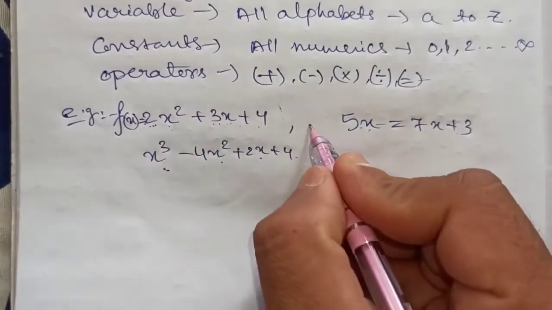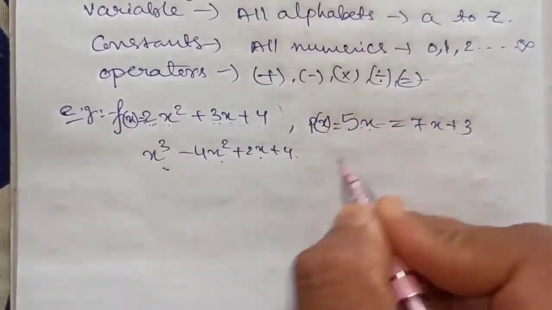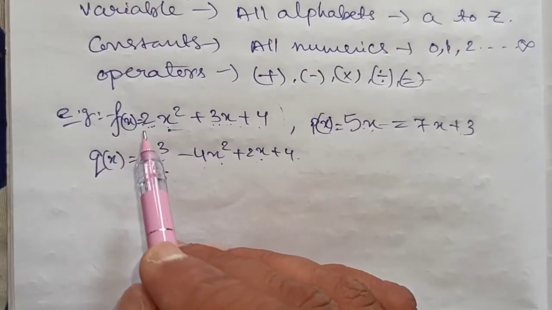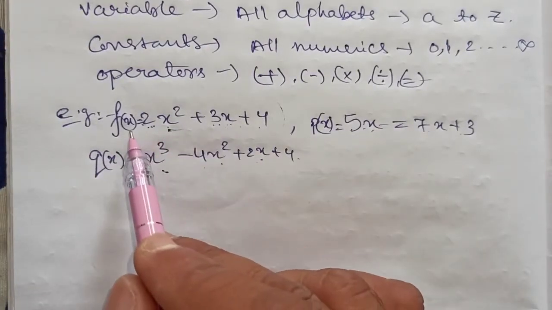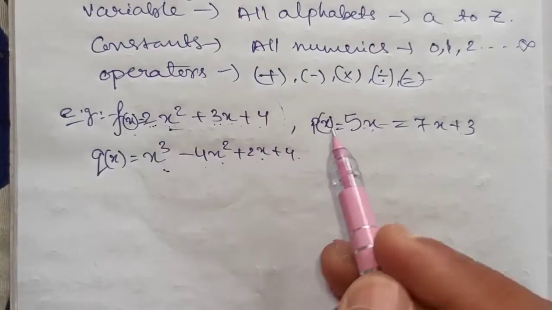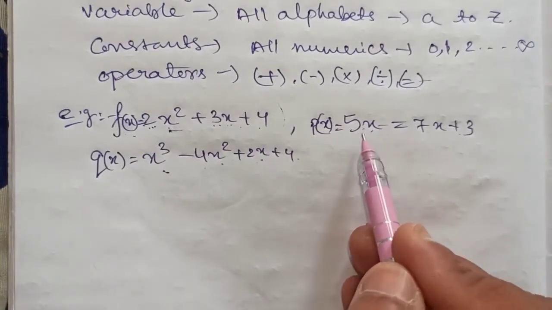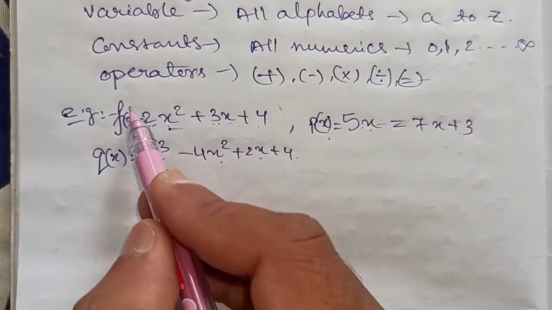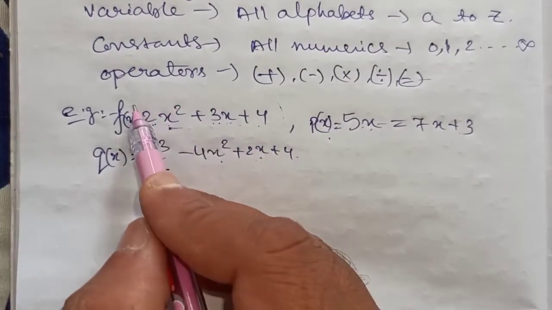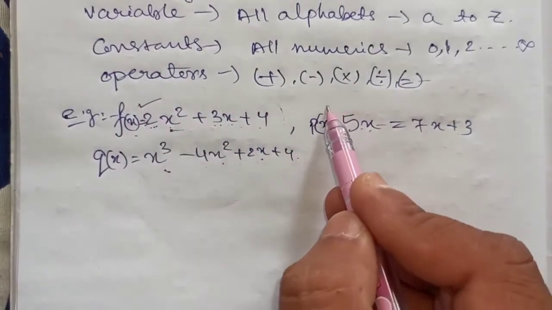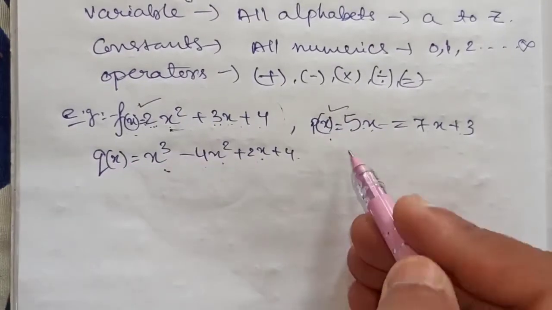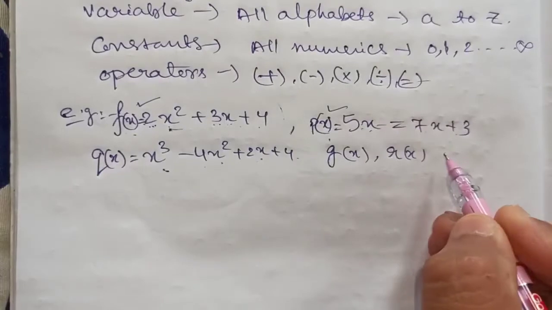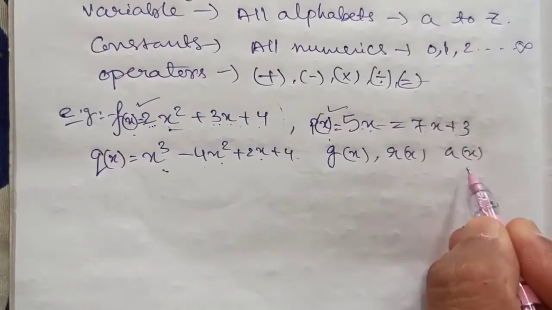Now remember one thing, all the polynomials are denoted with a function, that means f of x. You can write f of x, you can write p of x, you can write q of x, anything. But if the equation is represented in x, you have to write x inside the bracket. For naming any polynomial we can use f of x, p of x, q of x, g of x, r of x, a of x, anything.